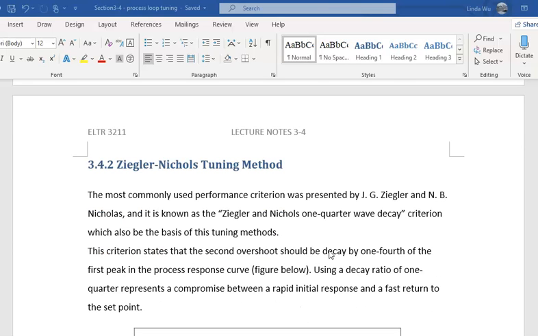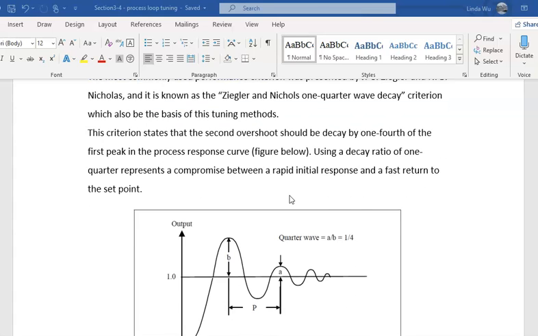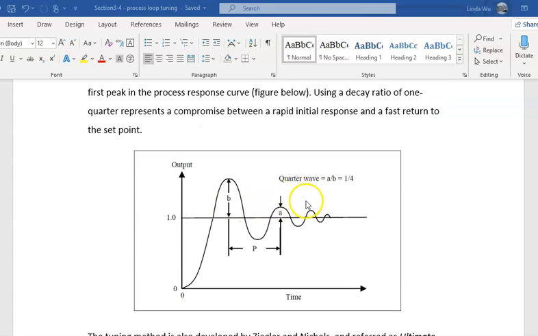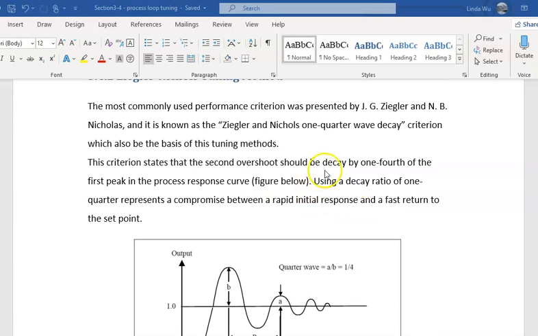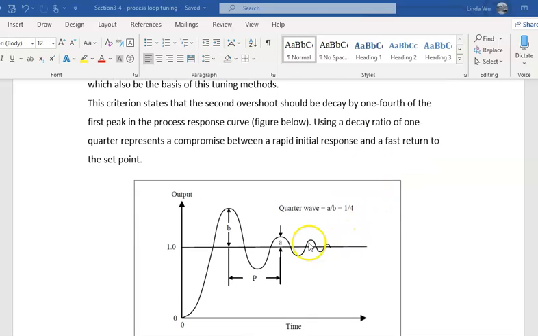And then the second method is called the Ziegler-Nichols tuning method. Remember that before, we had the subsidence ratio, so let's use that subsidence ratio. Subsidence ratio is the first peak to the second peak, this ratio. So peak A over peak B is 1/4. This is the Ziegler-Nichols method. We want the system to be at least one-quarter wave.